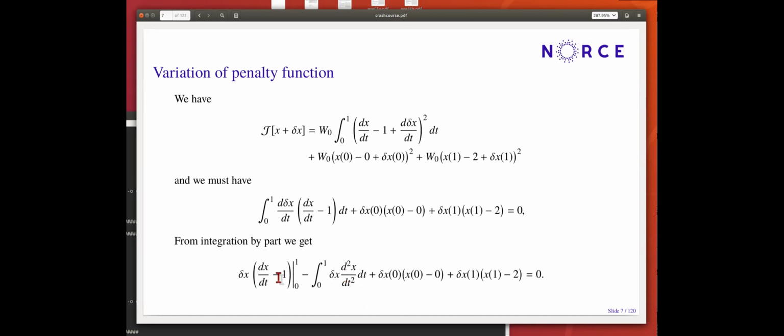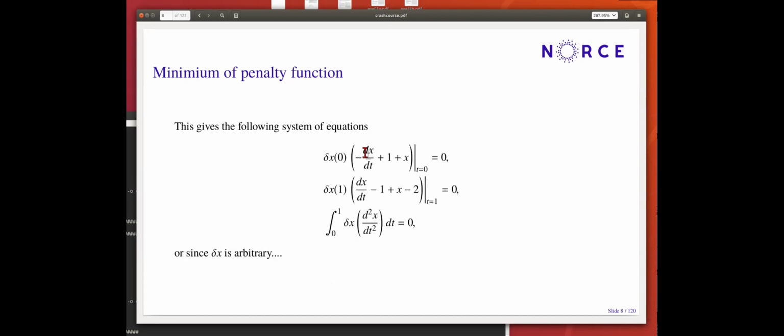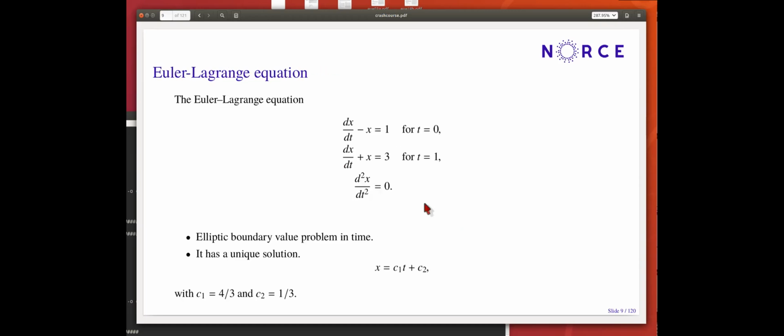And then from this part and these two parts here, we get a condition at t equals 0 and t equals 1. And they look like this. Again, since delta x is arbitrary, we get the model, the double derivative equal to 0, and then a final condition from this term and an initial condition from this term. So we get a new system of equations, the so-called Euler-Lagrange equations. It's a boundary value problem in time.